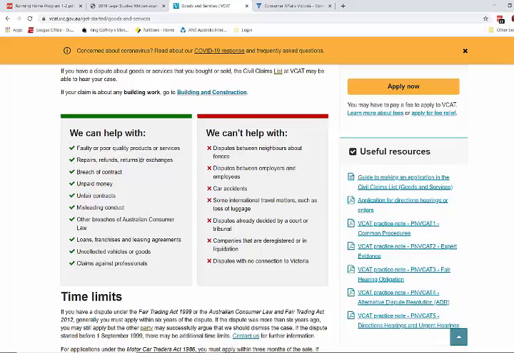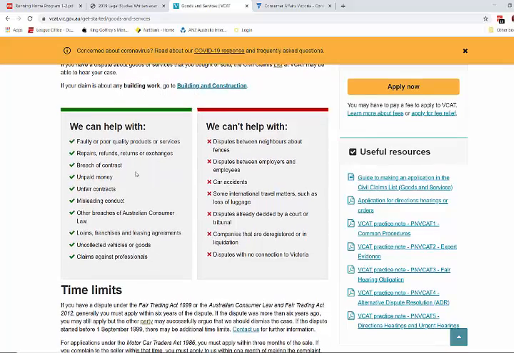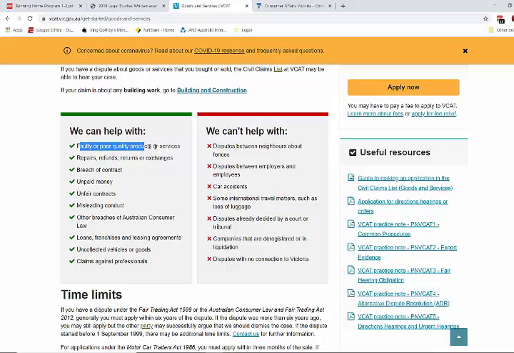And you'll see here immediately: faulty or poor quality products or services. So I reckon taking your dress to the dry cleaner, going to pick it up and the dress no longer being there, I would think that's a poor quality service, probably even a faulty service because they don't have your dress anymore. So they can help with that. So straight away we know VCAT is a potential option.